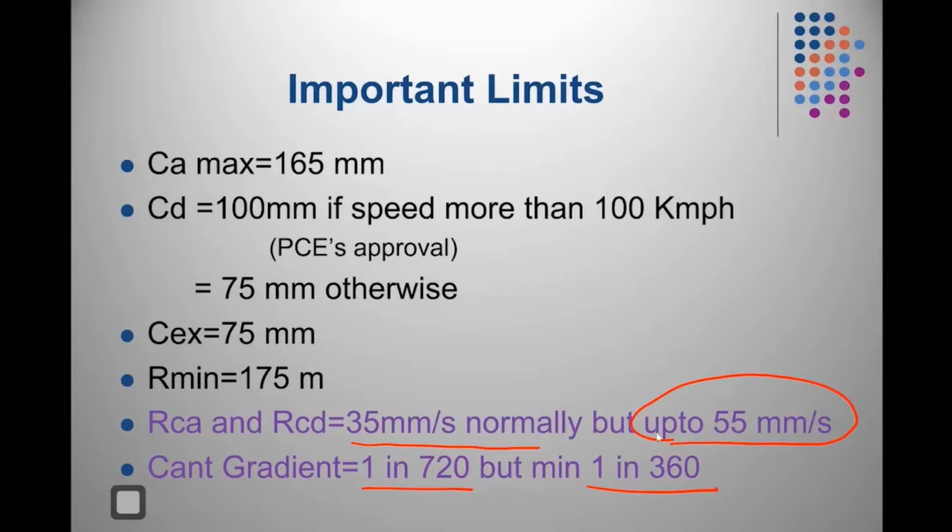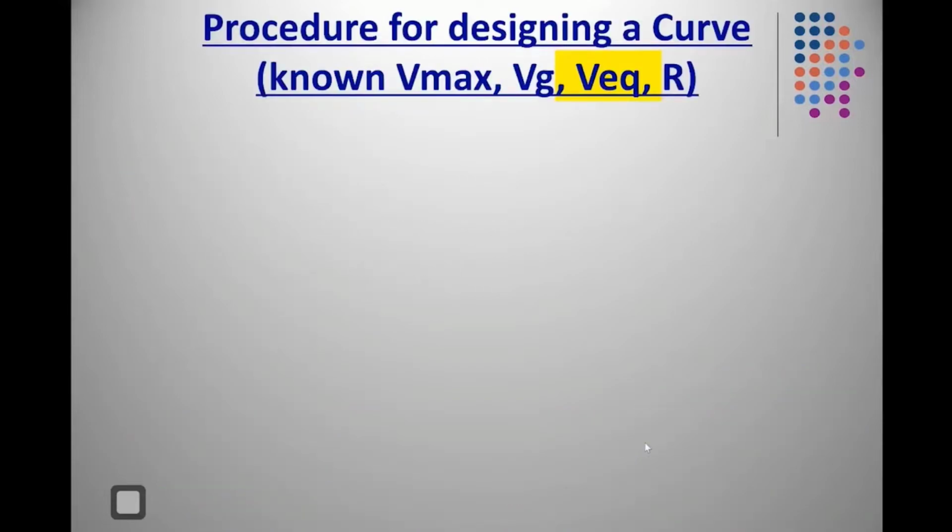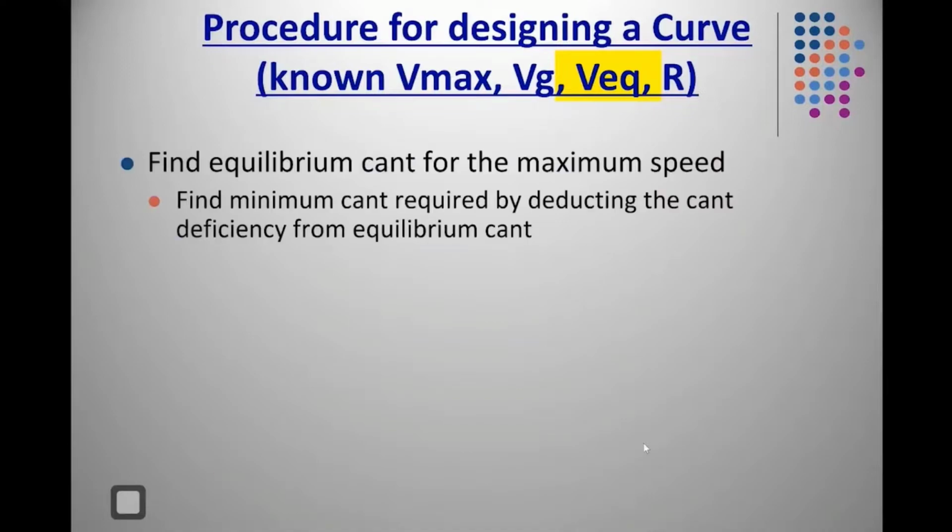Based on this understanding, let us now see certain examples. Before seeing certain examples, how we design our curve, let us see the procedure. If you see any curve, normally we know the speed of the maximum or the fastest train which is moving in my section. Similarly, I know the speed of my goods train. So normally 55, 65, in some sections it is 75 km per hour. So I know V maximum, I know V goods, I know the radius of curve.